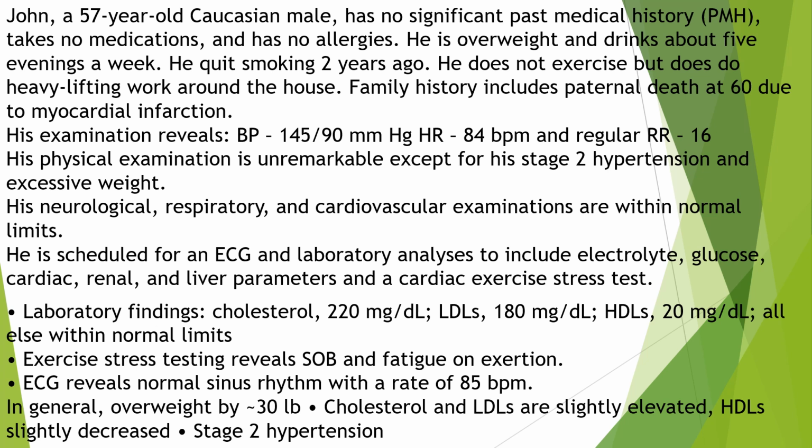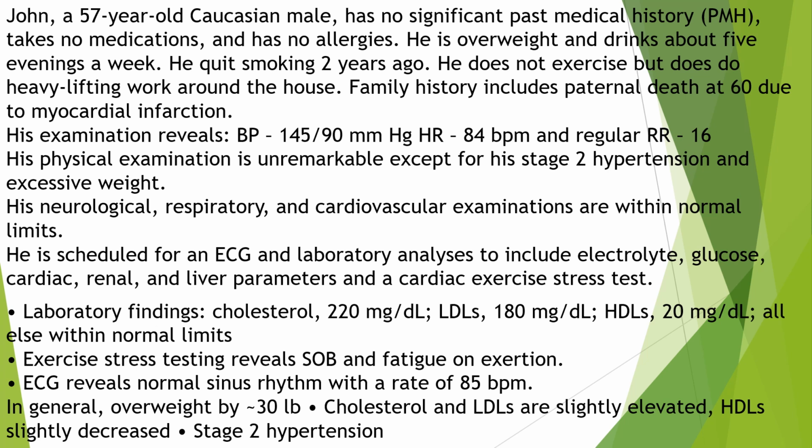He is scheduled for an ECG and laboratory analysis to include electrolyte, glucose, cardiac, renal and liver parameters and a cardiac exercise stress test. The laboratory findings: cholesterol 220 mg per dl, so that is increased. Low density lipoproteins, it should have been less than 100 mg per deciliter, but it is more than 180 mg per deciliter. HDL, high density lipoprotein, should be 40 to 60, but here it is less than 20, it is 20 mg per deciliter. And otherwise everything is normal limit.